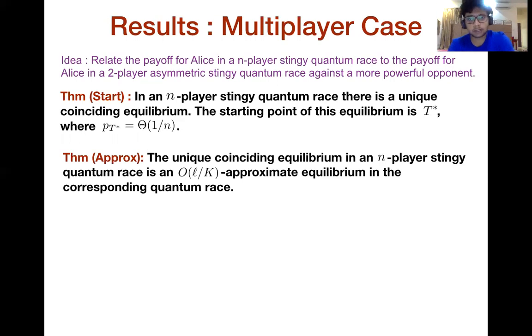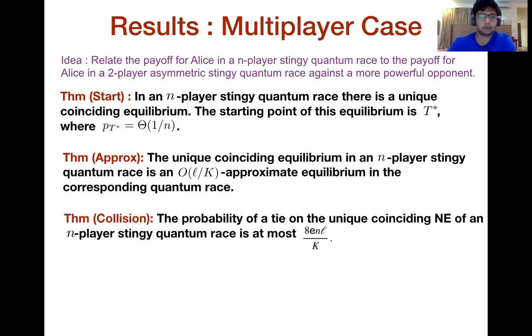Similarly, the unique coinciding equilibria in the Stingy version is a very good additive approximate equilibria in the corresponding quantum race. We also show that the probability of a tie using this unique coinciding Nash equilibria is at most 8 E and L over K, where E is the Euler's constant.